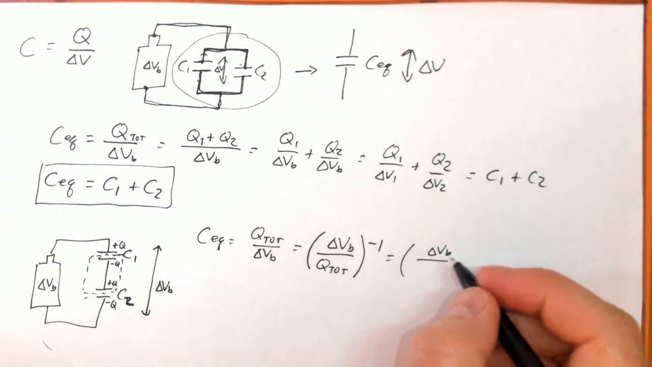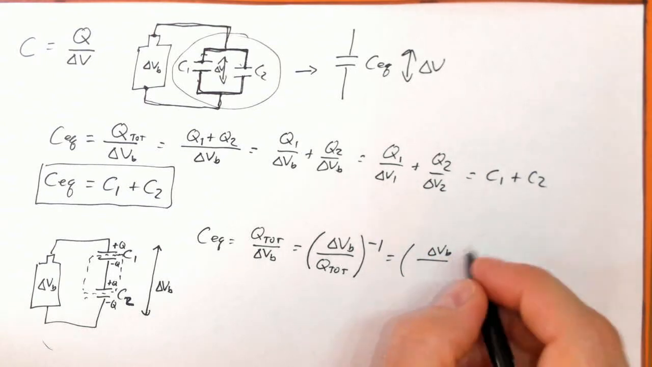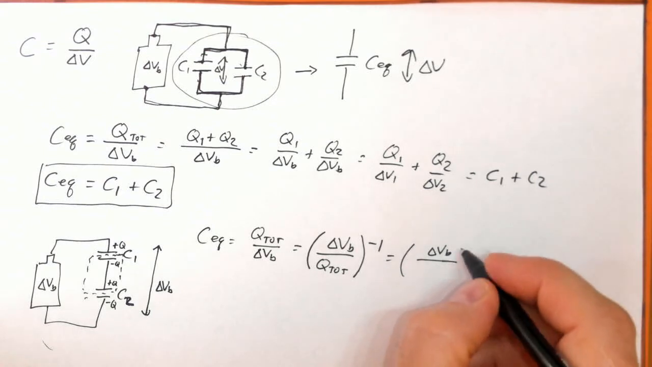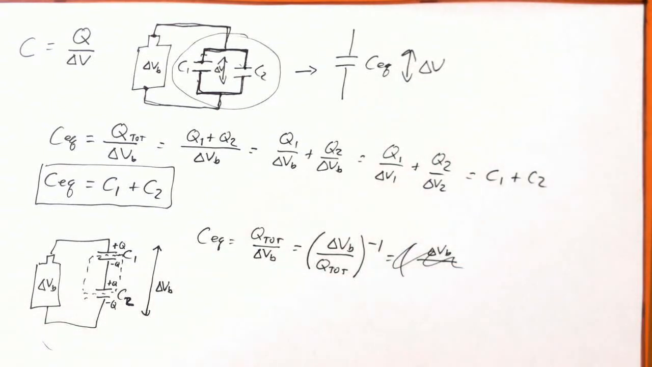Oh, hold on, sorry. I apologize, I'm not done yet. I jumped ahead of myself. Let's come back. Now my question is to look at this delta VB. Delta VB is the potential across both capacitors. What's that related to the potential across C1 and the potential across C2?